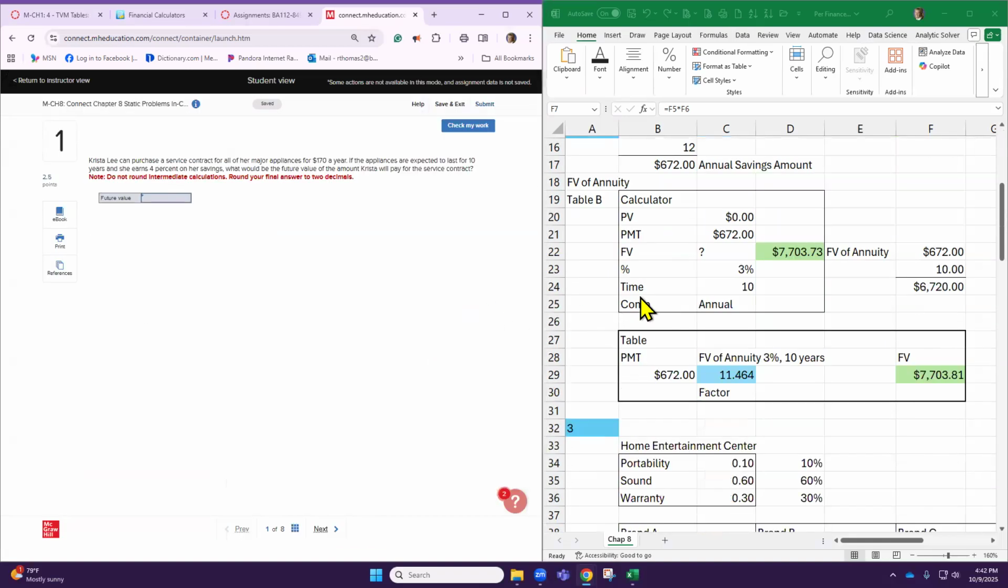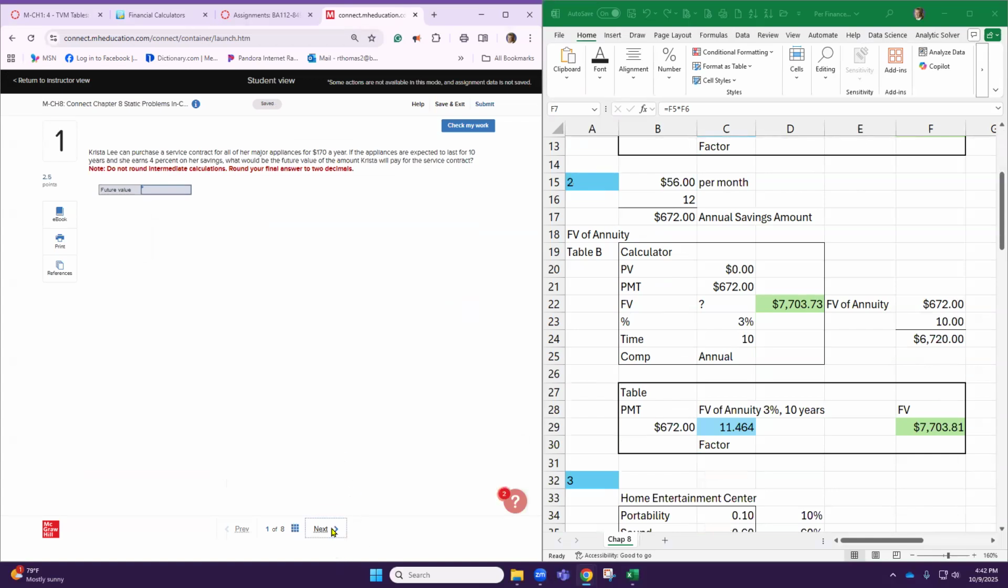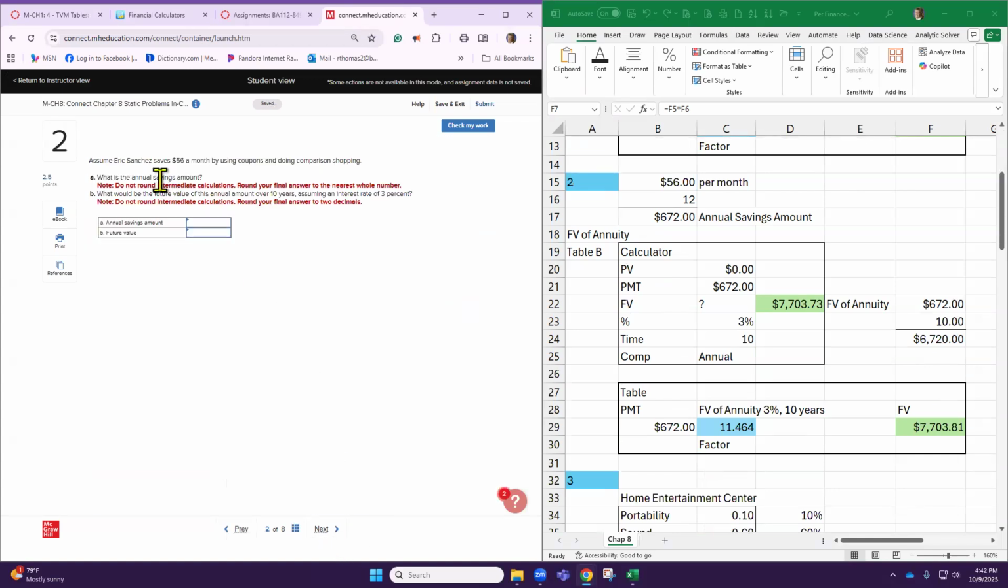Okay, let's do number 2. Number 2 talks about if a person, so Eric saves $56 a month by using coupons and doing comparison shopping. Maybe he uses apps to go purchase food or things like that. It says, what is the annual savings amount? If you're saving $56 a month times 12, that's $672. So that's a multiplication problem.